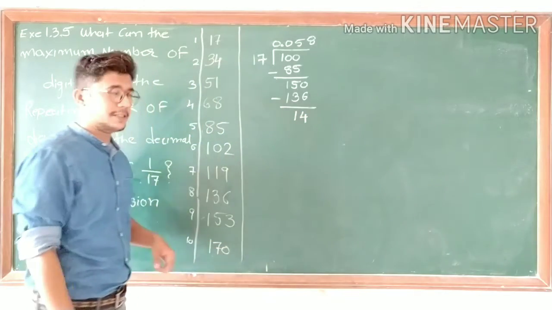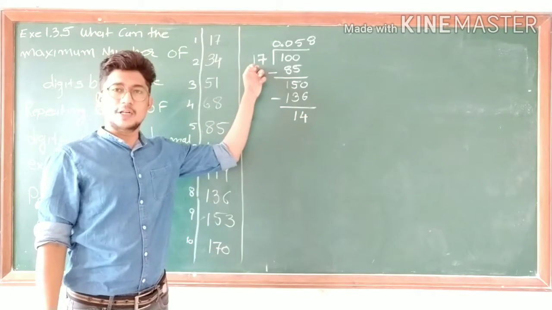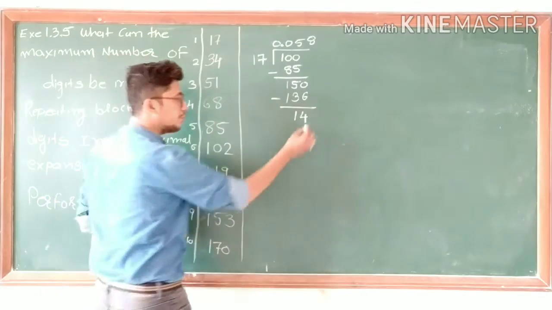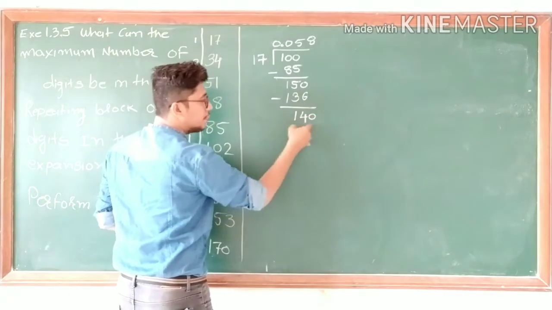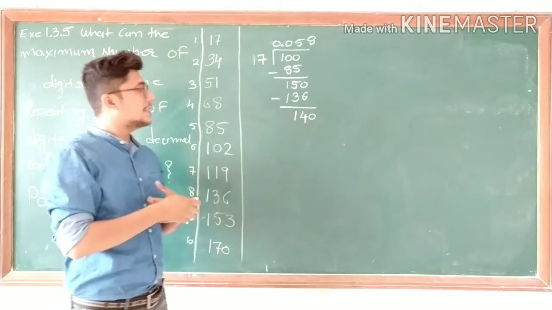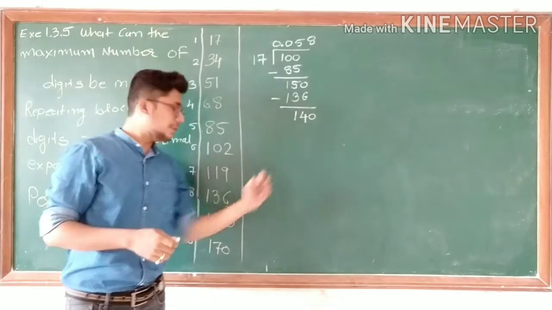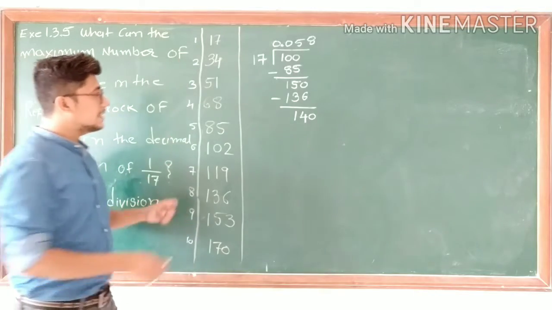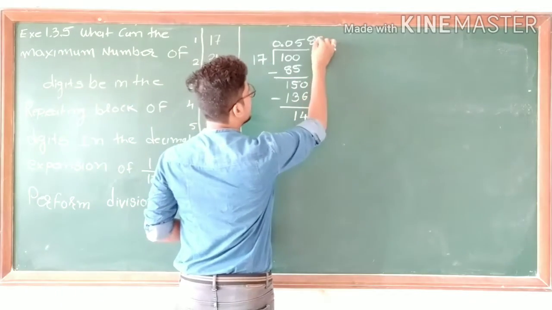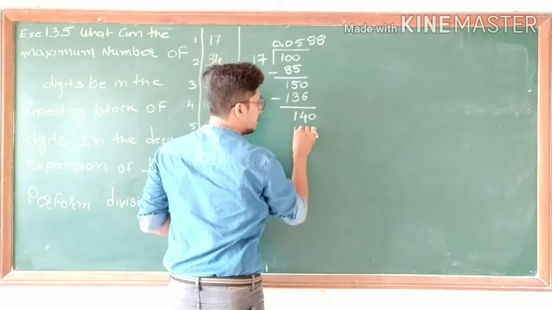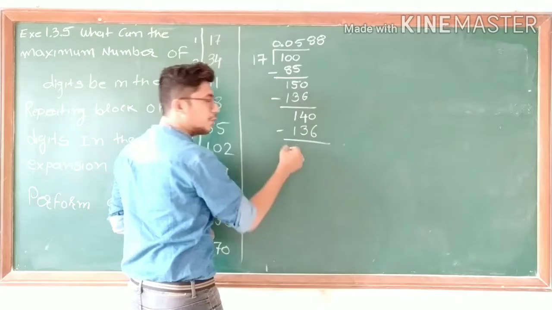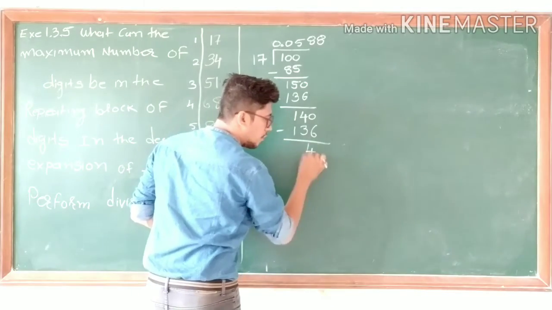Yes or no? Yes. 14 is again smaller than 17. Since 14 is smaller than 17, we have to provide 0. 140 is larger than 17. Which is the value closest to 140? We know that it is 136. So 17 eights are 136. Subtraction: 140 minus 136 is 4.